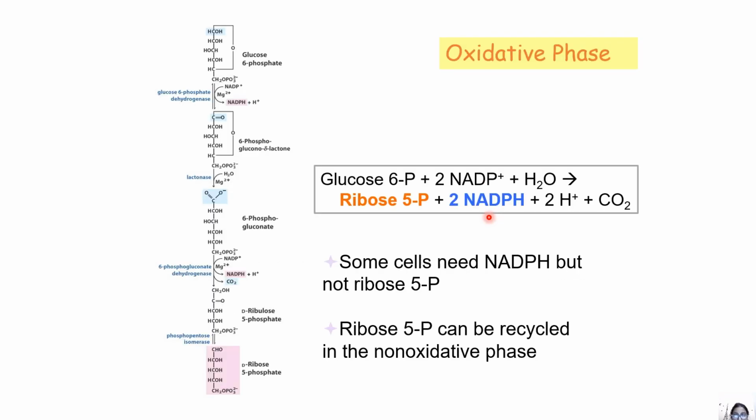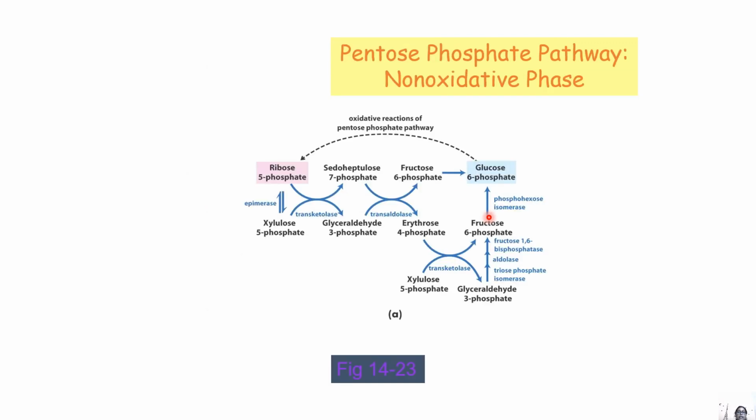In the oxidative phase, some cells need NADPH but not ribose 5-phosphate. So ribose 5-phosphate can be recycled in the non-oxidative phase. The pentose phosphate pathway has a non-oxidative phase, as you can see over here. These are the oxidative reactions of the pentose phosphate pathway.